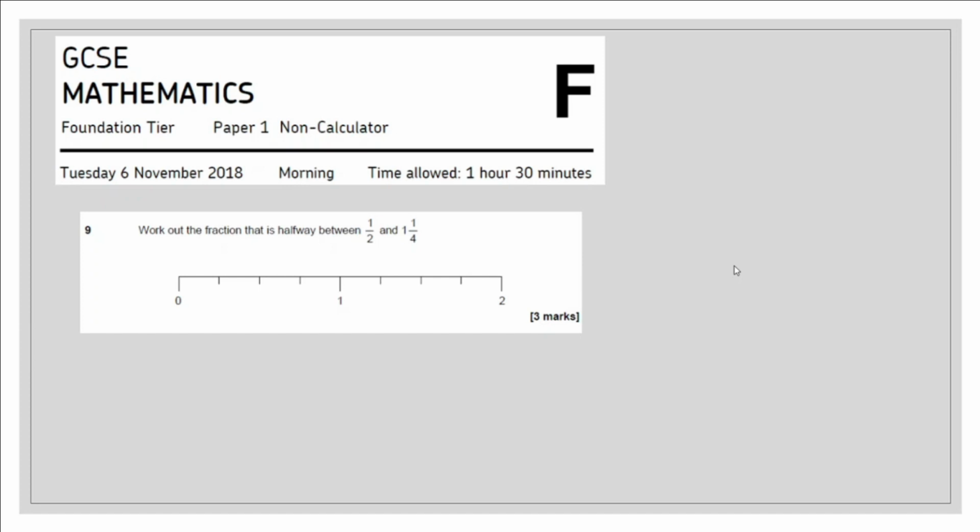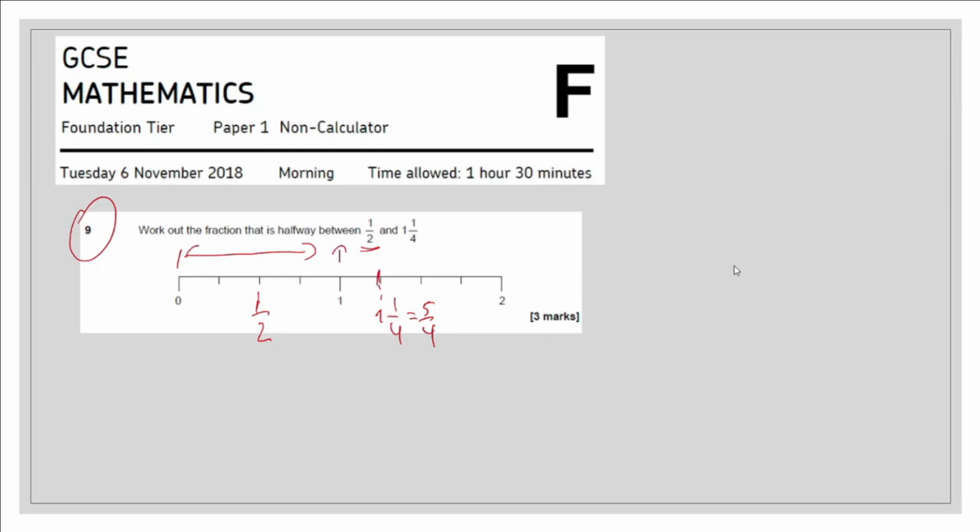So this is a GCSE paper from 2018. This is foundation level, and in question 9 it was asked to work out the fraction that is halfway between 1 over 2 and a mixed number 1 and 1 over 4. So if we look at 1 over 2 and we assume that this whole piece is divided in 2 parts, we can already say that one part is colored, and then this will be our 1 over 2. If we have 1 unit, which is 4 parts, and then we have 1 unit plus 1, this will be our 1 and 1 over 4, which actually is 4 times 1 plus 1 is 5 over 4.